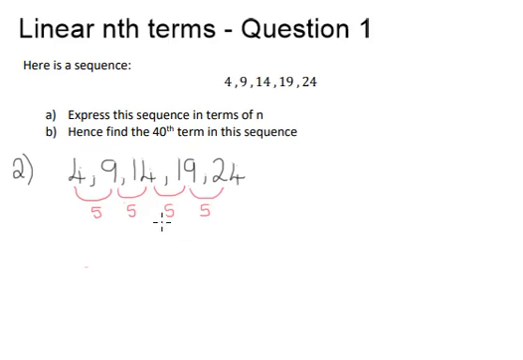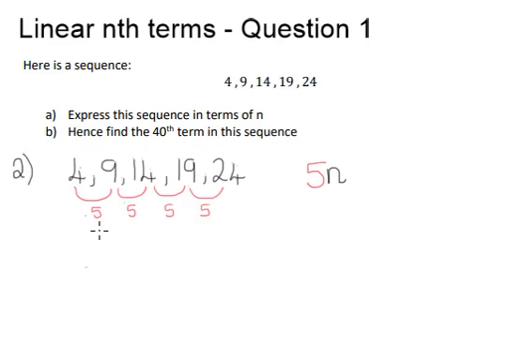So this difference that we find between our numbers is representative of our n part of our equation. So the first part is going to be 5n. Just changing my colours here to show it a little bit more clearly. Okay, so brilliant. So we found the n part, but we're not quite finished yet.